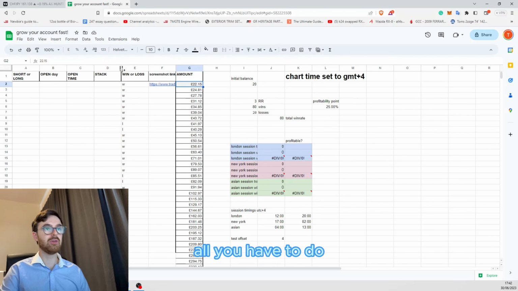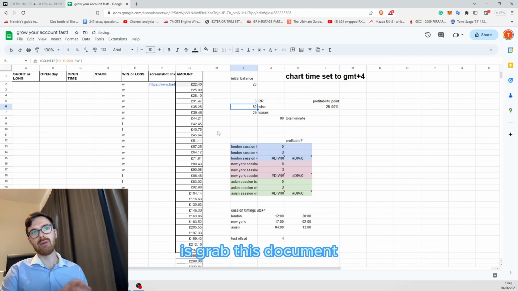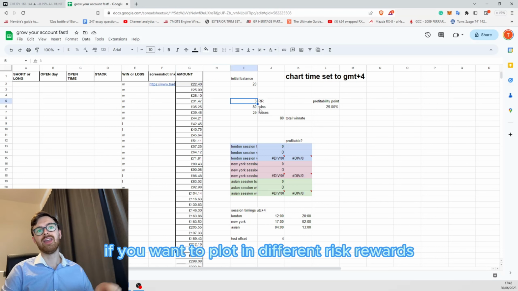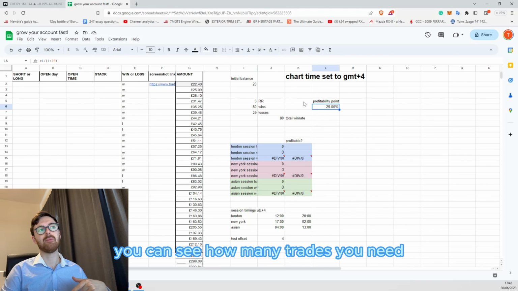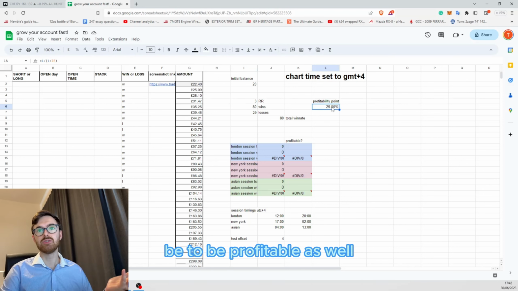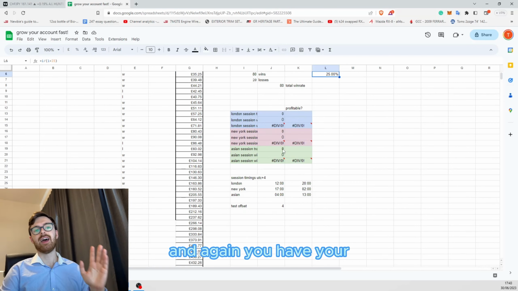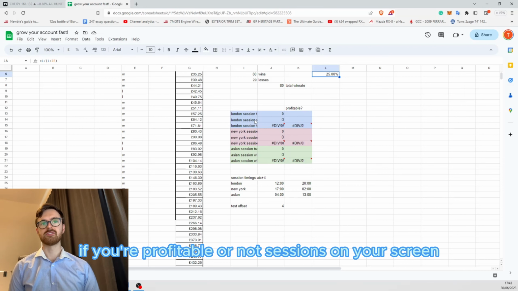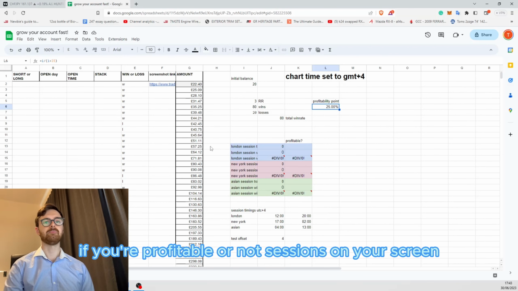All you have to do is grab this document, grab the other one. If you want to plot in different risk rewards, you can see how many trades you need to, what your win rate needs to be to be profitable as well. And again, you'll have your sessions on your screen, if you're profitable or not.